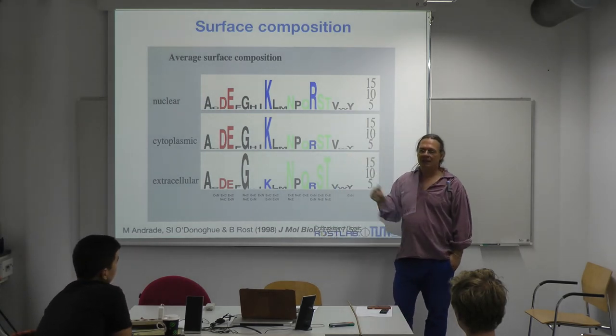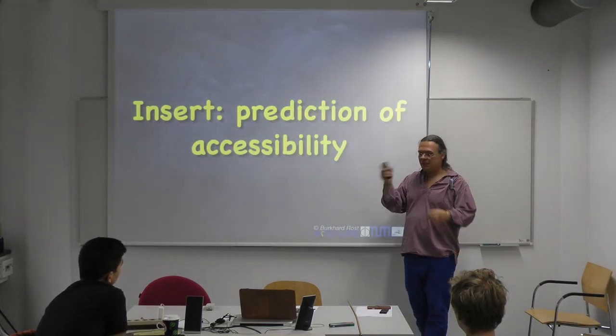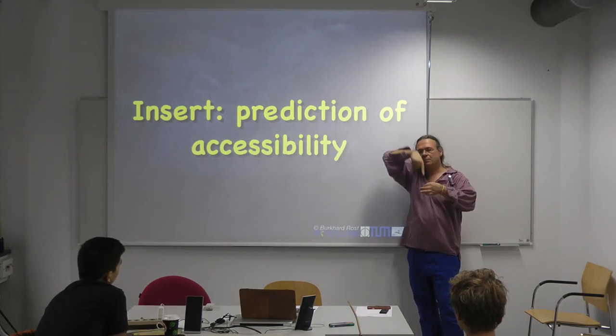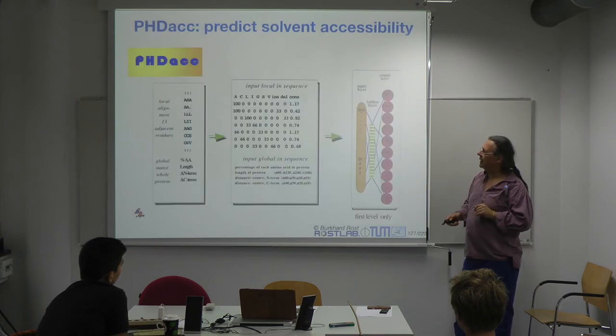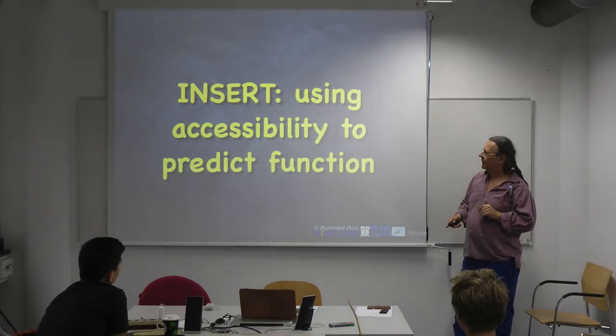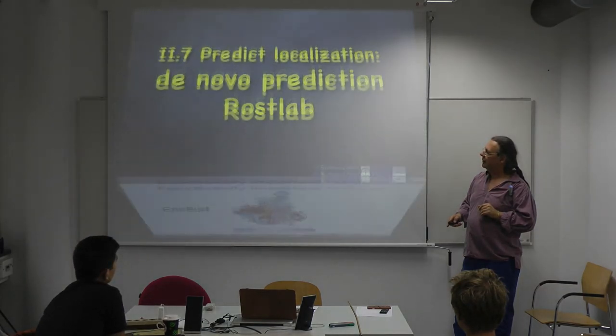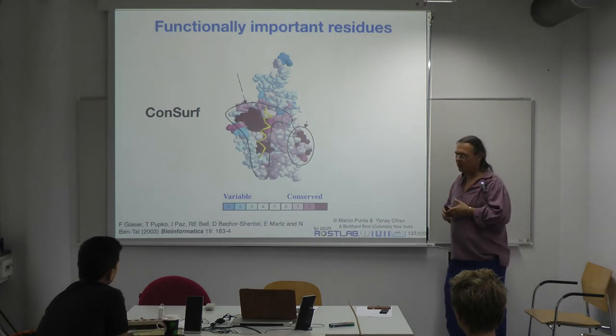Now, the problem with that is I need to be able to predict solvent accessibility. If I wanted to use that signal, I have to predict surface. And surface, well, let's just say you can do it at a certain level of accuracy. And by the way, here's another thing. Let me not gloss over this.